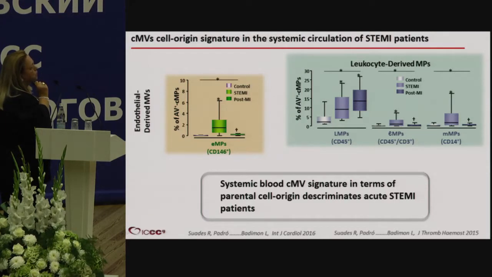And we went into identification of different lineages of white cells. So the lymphocyte-derived microparticles were going down 72 hours afterwards, and the monocytes were going down. And we don't know at this point, this is still going on. We think eosinophils may be the ones producing this still increased signal that we find with the pan antibody. So systemic blood microparticles have a signature in terms of parental cell origin that discriminates patients that are suffering an acute STEMI event.